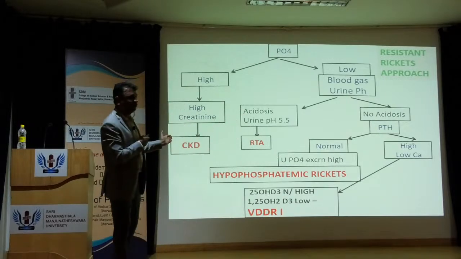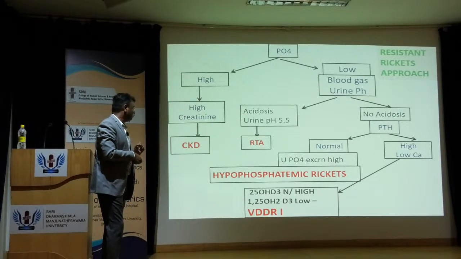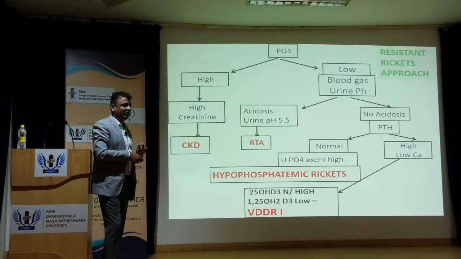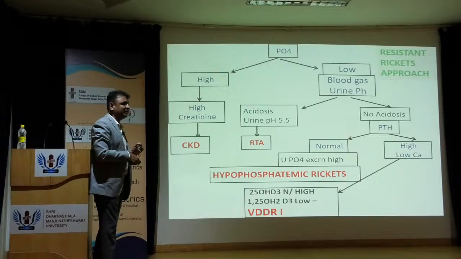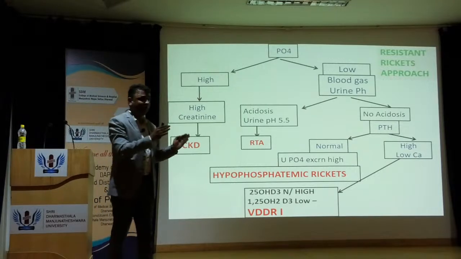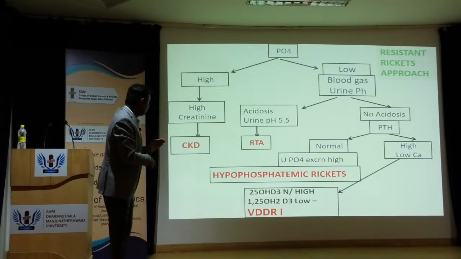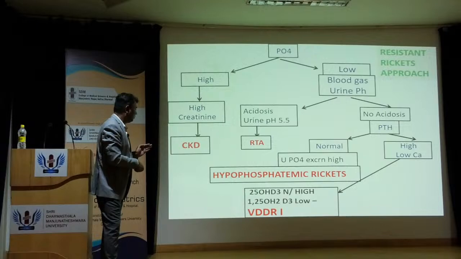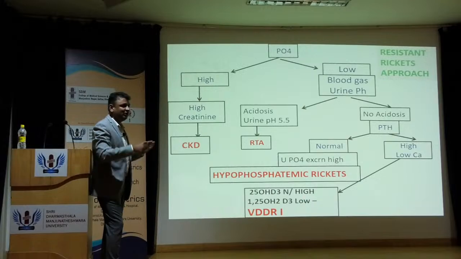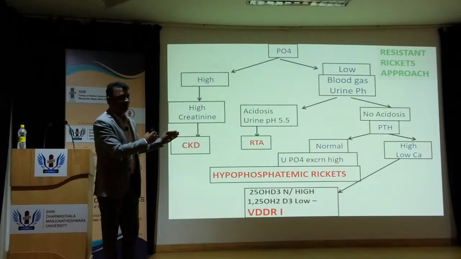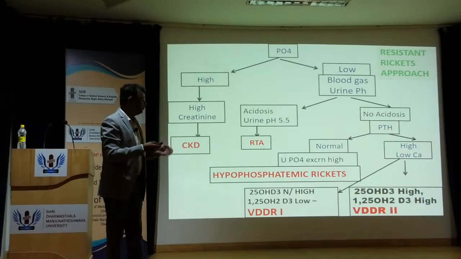So how do we make the diagnosis of vitamin D dependent type 1? Here there is high or normal 25 hydroxy vitamin D. Yes or no? Here there is a deficiency of 1-alpha hydroxylase enzyme. So conversion from 25 to 125 is altered. So 25 will be high and 125 will be low. So this is VDDR type 1, whereas in VDDR type 2 both of them are high.